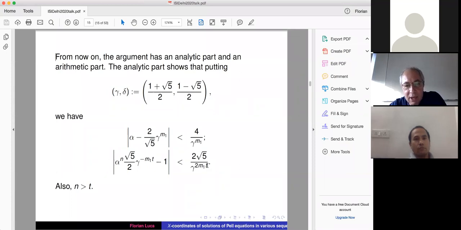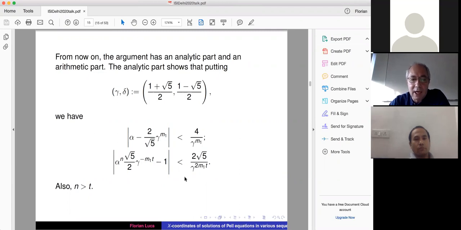And I get an inequality that says that M1t is roughly at most the log of M1t times log gamma, which is known, times log root 5 over 2, which is known, times log alpha. The problem is that alpha is not known because alpha is x1 plus root dy1 and you don't know who alpha is. But this is why you have two equations.